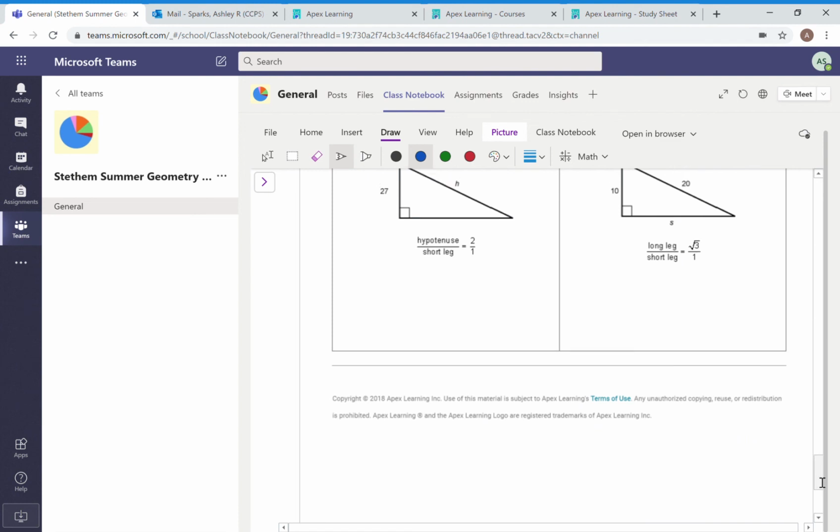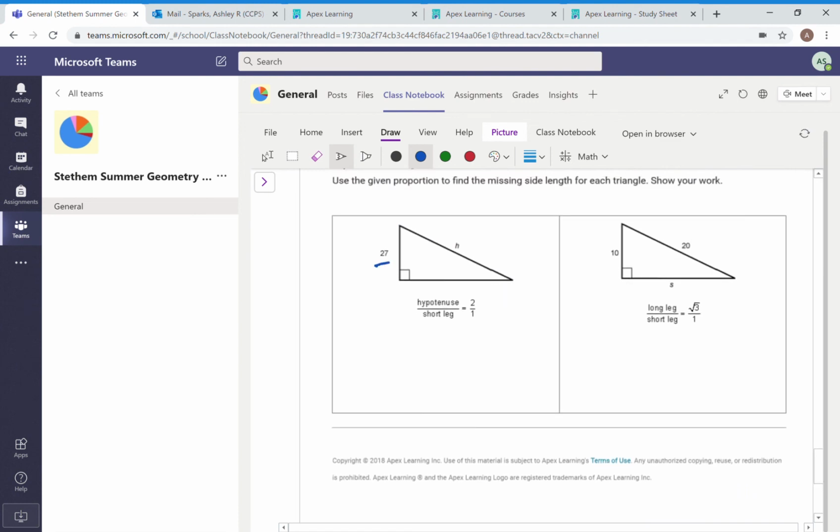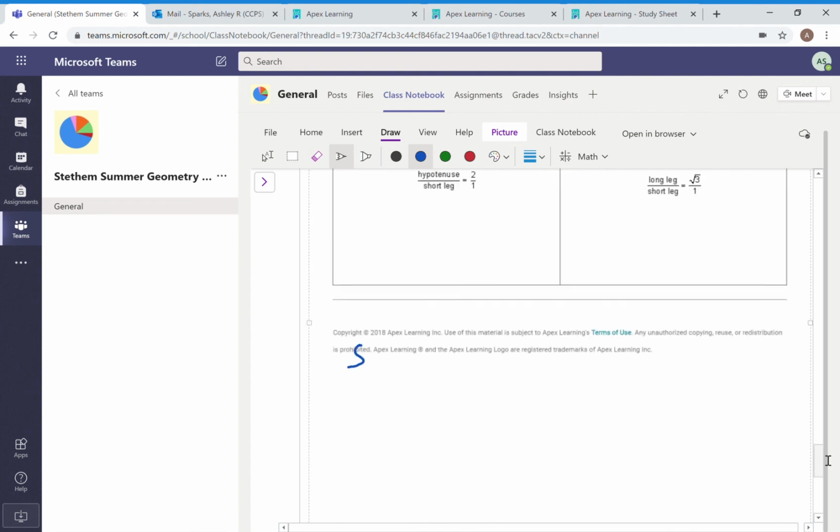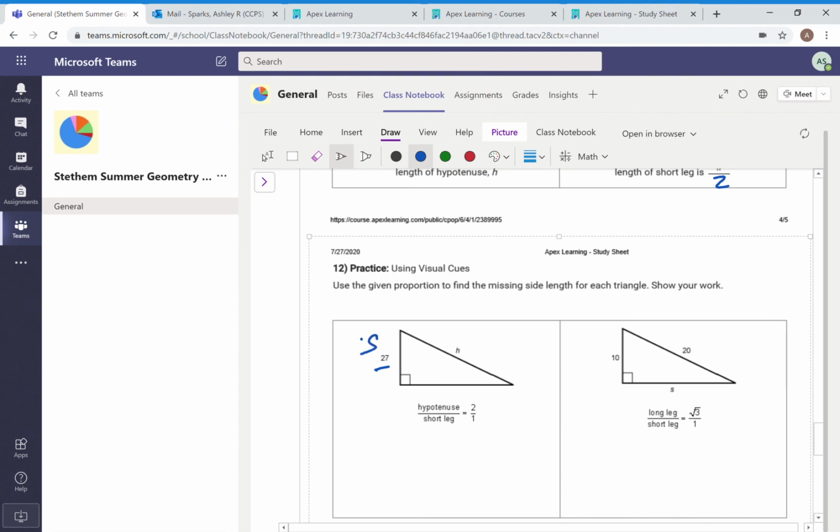Alright, so in this first problem, I am given my short side. If I need to go over to my hypotenuse, I take this number, the 27, and multiply it by 2. Okay, again, ignore their rules. I think it makes it more confusing. So 27 times 2, 54, I believe. The other thing I could do, they don't ask for it, but I could take it to my long leg. I take that 27, simply add on a square root of 3.